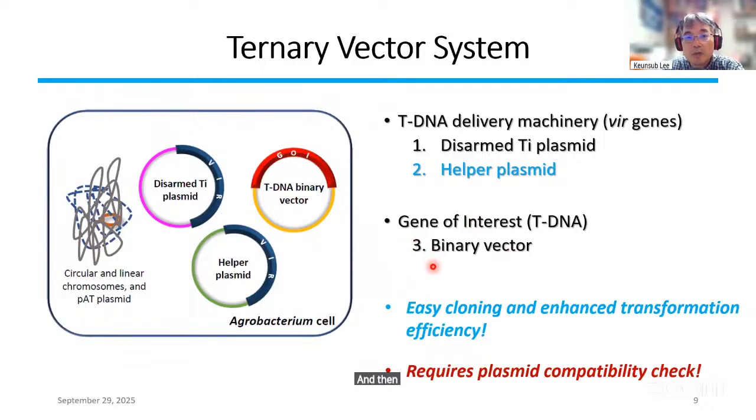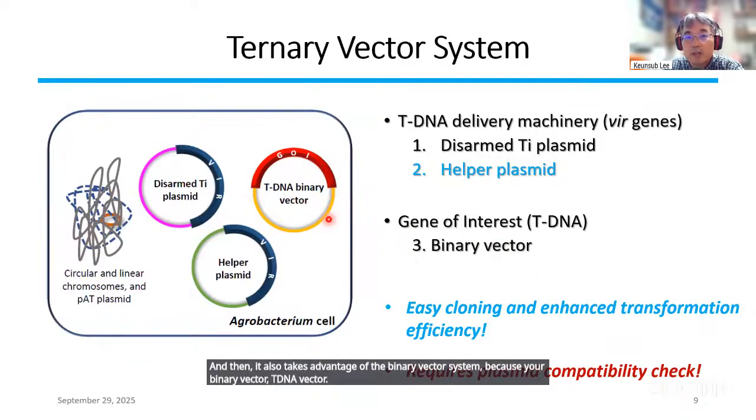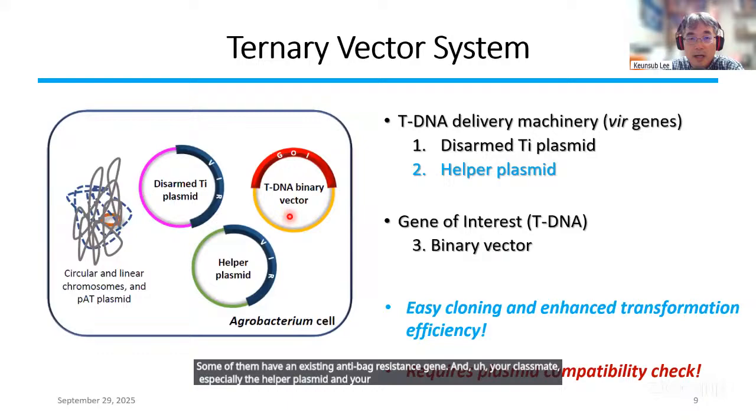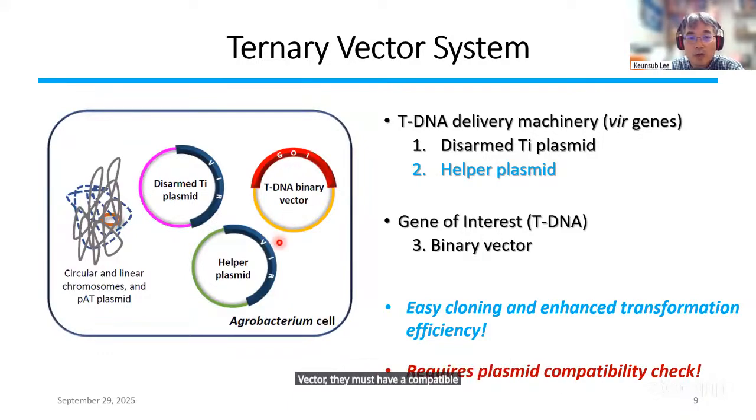And then it also takes advantage of the binary vector system, because your binary vector, the T-DNA vector, is on a small origin of replication, so you can easily manipulate it. The only thing you have to check is that it requires plasmid compatibility, meaning that your Agrobacterium strain itself, some of them have an existing antibiotic resistance gene, and your plasmids, especially the helper plasmid and your binary vector, must have compatible origins of replication. In other words, you should not have two plasmids with the same origin of replication. That's the bottom line. And also you need to have different antibiotic resistance genes.